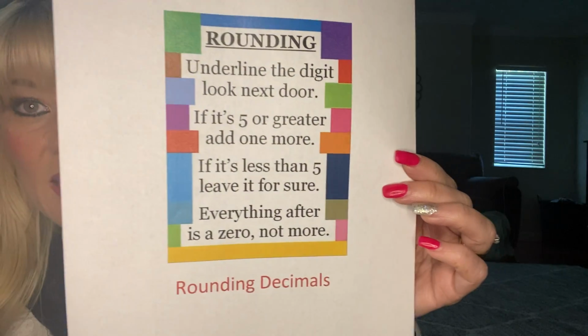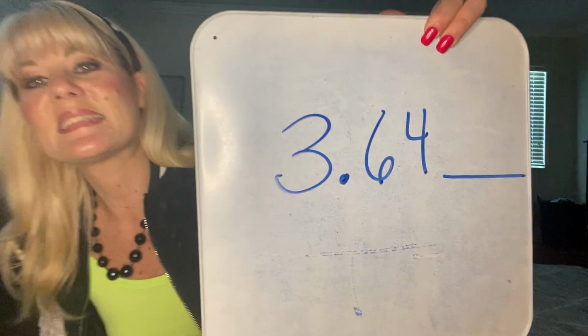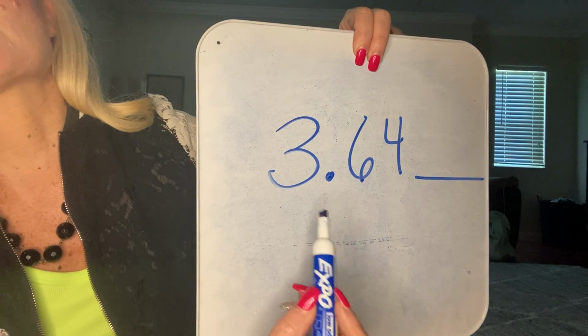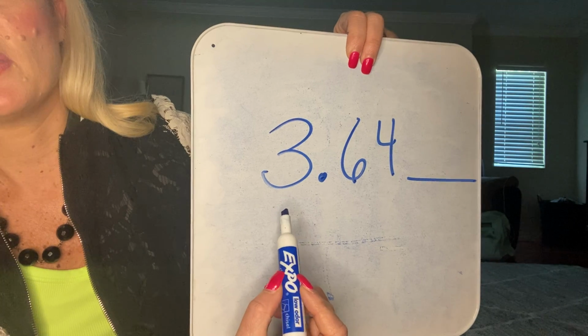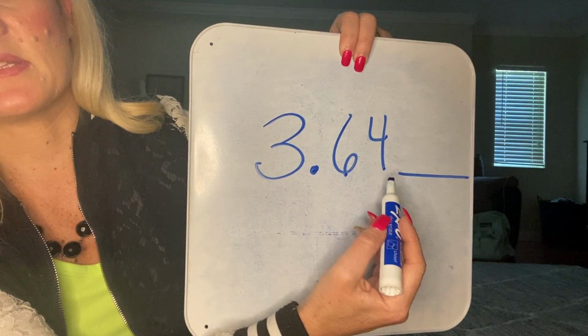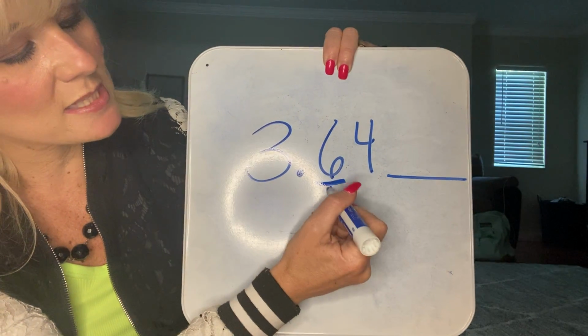Now, the way we say it is a little bit different, but you still need to know how to round decimals. So let me show you an example of how to round a decimal. So if I have 3.64 and I want to round this decimal to the nearest tenths place, I've got to find the tenths place first. Is this the tenths place? You're right. The 6 is in the tenths place.